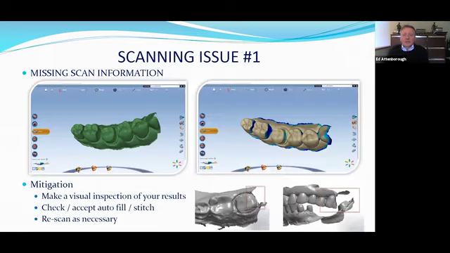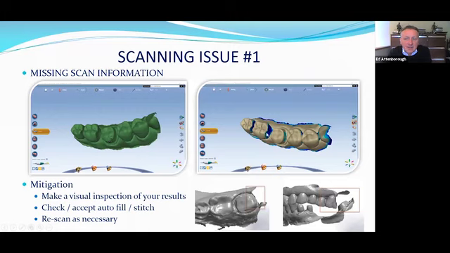So the first issue I'd like to talk about is missing scan information, and we have touched on this already. You can see here on the left, the adjacent tooth to the prep has got an area missing because of the shadow cast by the prep, because of the angle the scan has been placed at.